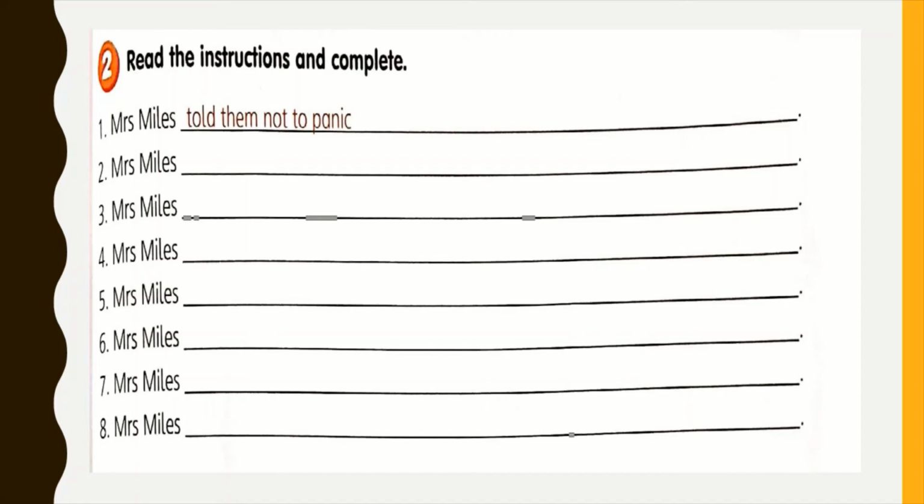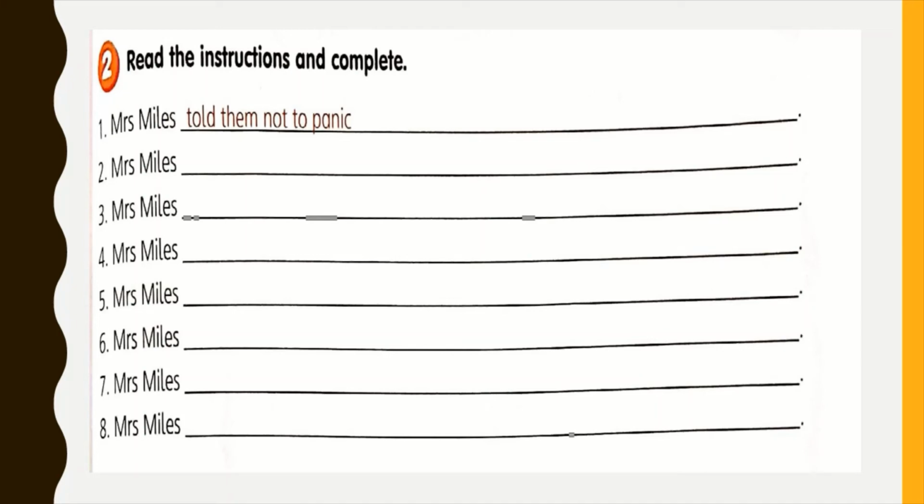In picture 3, you have the list of instructions. If you remember, we read them now. The list of instructions from 1 to 8. Mrs. Miles, the teacher, gave 8 instructions. The first one was, don't panic. So how will we report this? Mrs. Miles told them not to panic. You will do the same for all the other commands.